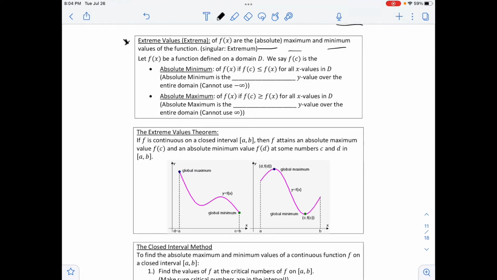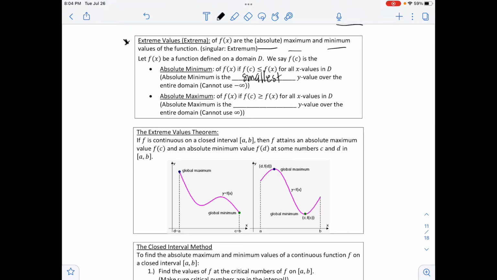So it says let f of x be a function defined on the domain D. We say f of c is the absolute minimum of f of x if f of c is less than or equal to f of x for all x values in our domain. The absolute minimum is going to be the smallest y value over the entire domain, and we cannot use negative infinity. So this is going to be the smallest value that we would have for our y values.